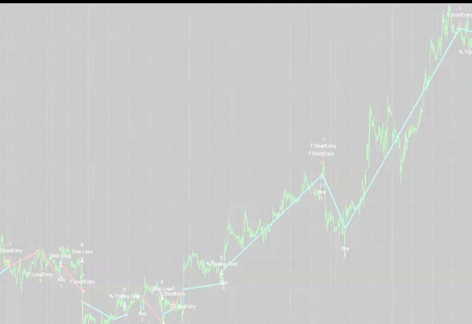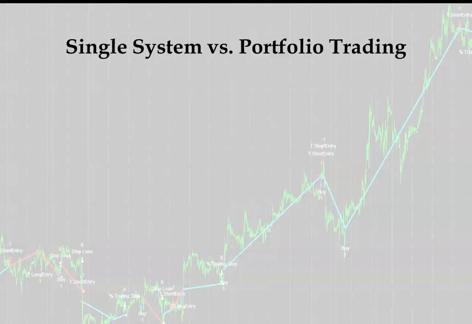Okay, the purpose of this video is to evaluate two different types of trading styles. The first is single system trading, and then we'll also look at portfolio trading, or trading a multitude of systems together. So the question I have for you is this. What type of trading do you currently practice?